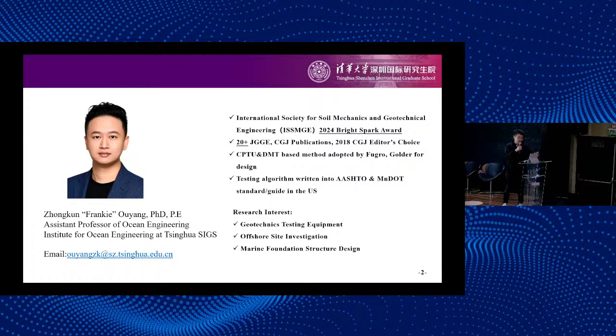His research results have been widely applied in the geotechnical industry, and he just won the Bright Spark Lecture Award from the International Society of Soil Mechanics and Geotechnical Engineering. The abbreviation of this association is ISSMGE.